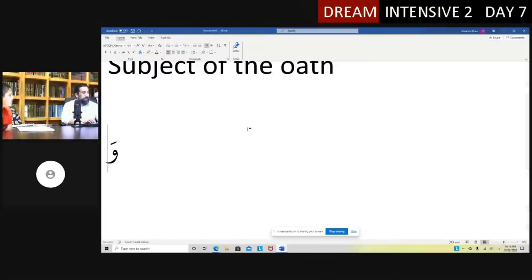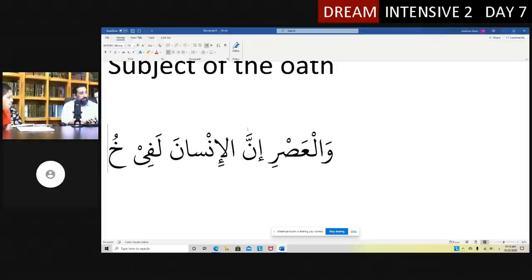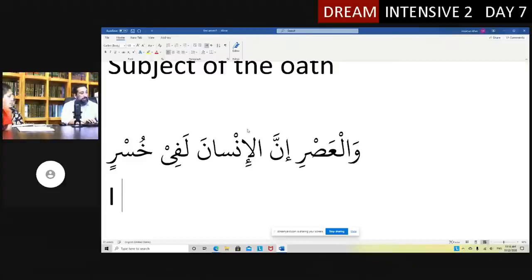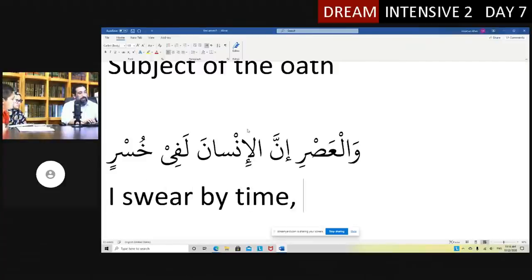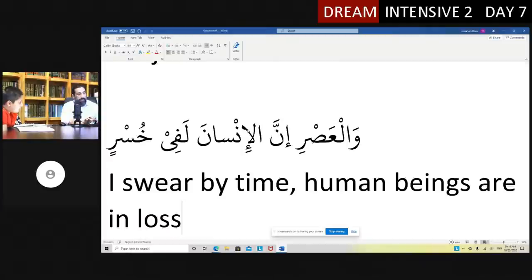We read in the Quran a surah that many of you know by heart. Wal asri innal insana lafi khusrin. So, I swear by time. I'll make it super simple. I won't do an accurate translation. Human beings are in loss. What's the object of the oath and what's the subject of the oath? I'll let you take a second. You can whisper to each other. I want you guys to comment in this English. What's the object of the oath and what's the subject of the oath?